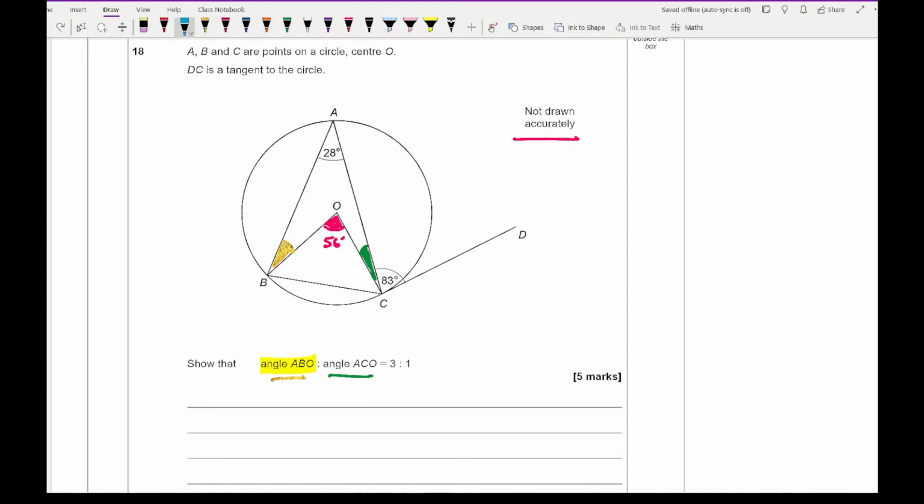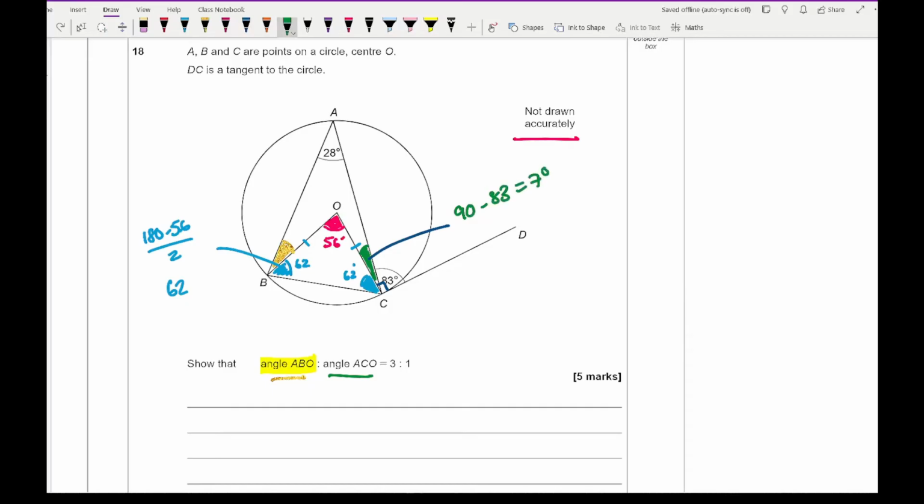Now the next thing we know is that this triangle OBC is an isosceles triangle because we've got two lengths that are the radius. So this angle here and this angle here are going to be the same. So from this, I can then work out 180 minus 56 divided by 2. And if I work that out, 180 minus 56 divided by 2 gives me 62. So this angle here is 62 and this angle here is 62. Now I can work out what this angle here is because OC is the radius and CD is a tangent, so this angle here must be 90 degrees. So this green angle, let me write it in green, is going to be 90 take away 83, which is 7 degrees.